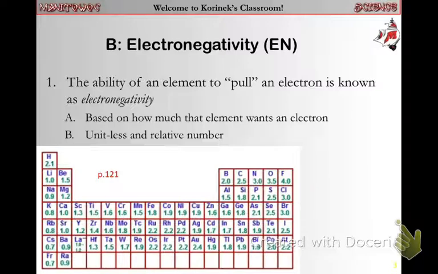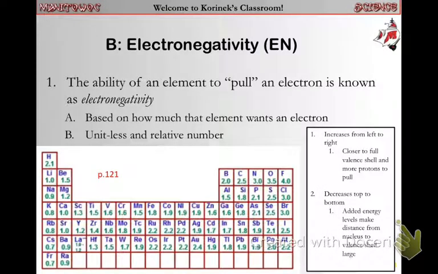So this table, known as the electronegativity table, is on page 121. And if you'll notice a trend on the table, electronegativity increases as you go from left to right. So you'll notice that the lower numbers are on the left side of the table, whereas the higher numbers are over on the right side of the table. Okay, noble gases are excluded. And it also decreases as you go from the top to bottom. So you'll notice again, some of the lower numbers are on the bottom, and some of the higher numbers are here on top.